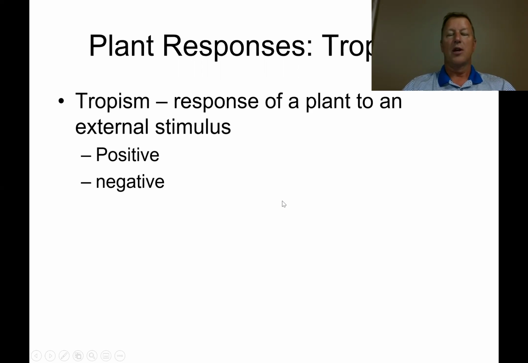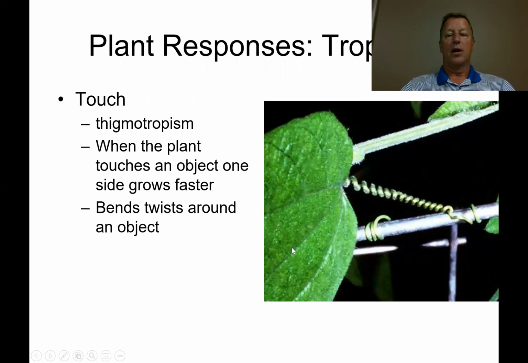For example, some plants grow towards the sun or grow towards light. This is going to be a positive tropism. Some parts of plants grow away from light. This would be a negative tropism. These tropisms are plant responses to a stimulus.